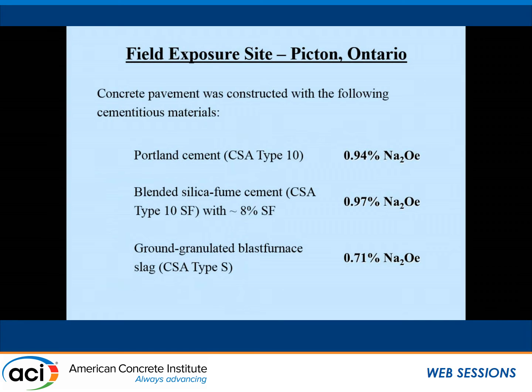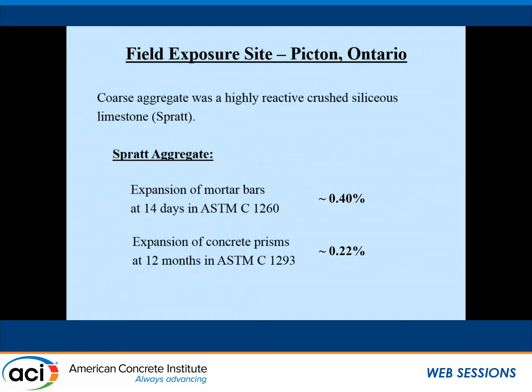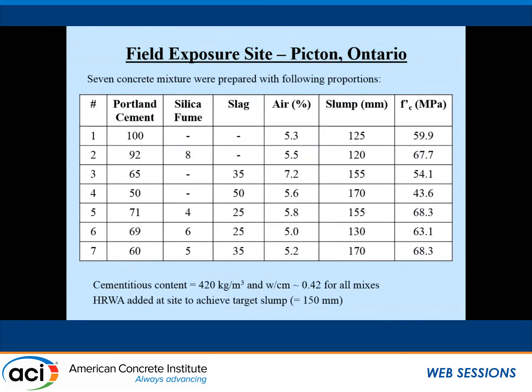Some of the details are a relatively high alkali cement. We used a blended type 10 silica fume cement with 8% silica fume in it, and we used slag added at the mix as second ingredient. The aggregate we used was a Spratt aggregate. I think anybody who's done any work on ASR has probably worked with this aggregate one time or another. It's kind of a standard reactive aggregate that's used worldwide. It's considered to be a highly reactive aggregate, but not very high. We now have a new category, very highly reactive. It's on the borderline of being very highly reactive, but it is a reactive aggregate.